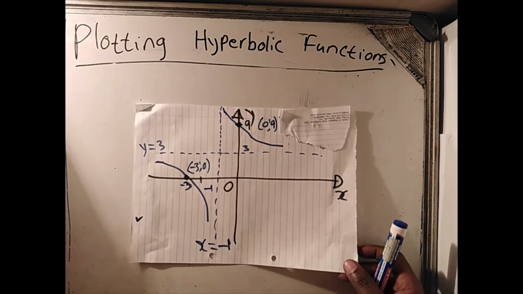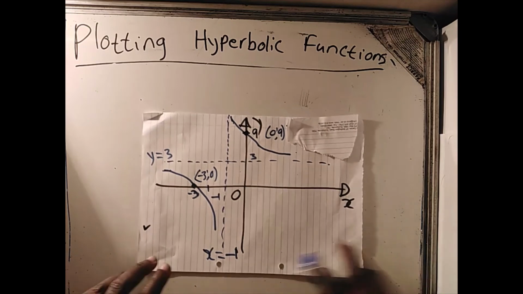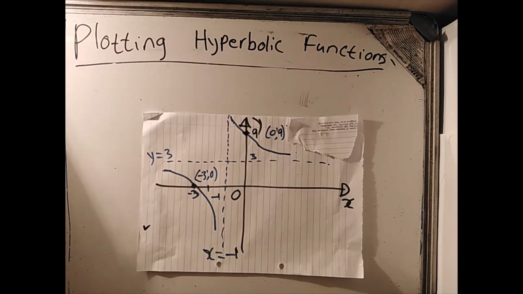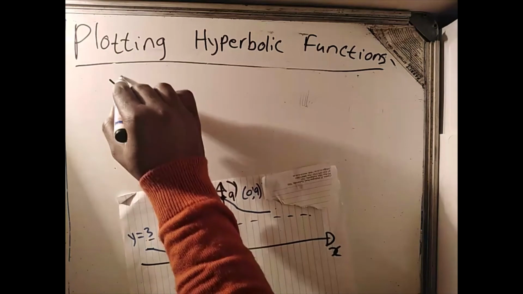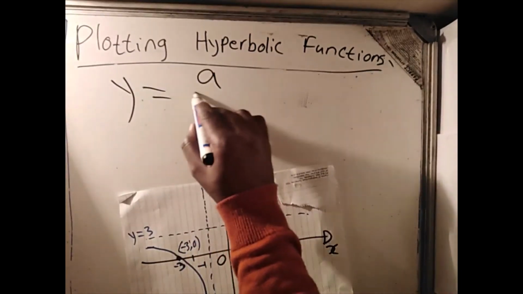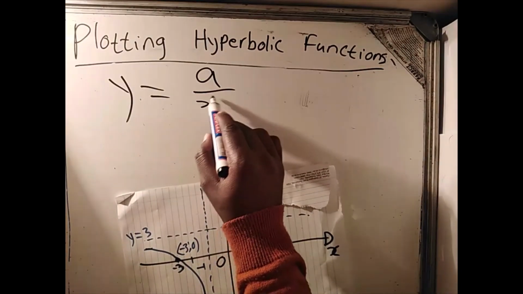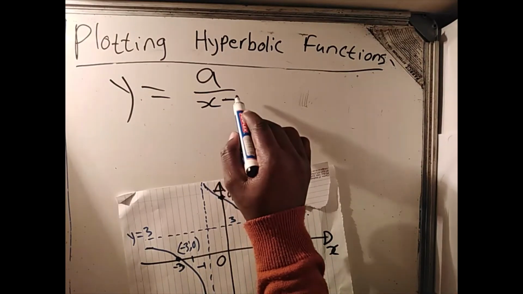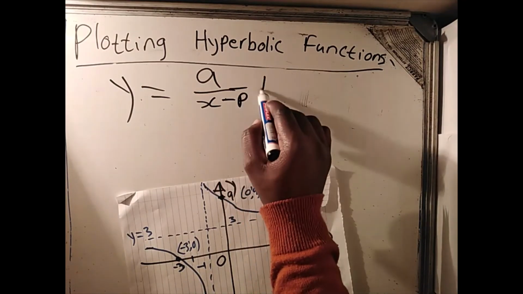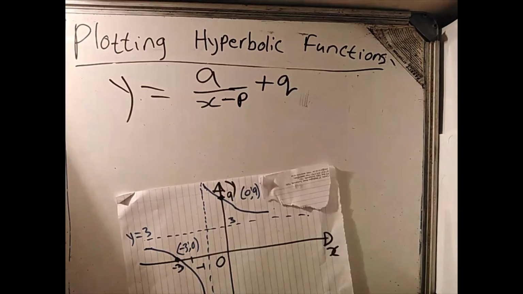Guys, this is very easy. What you simply do is you realize that this is a hyperbolic function. If it is a hyperbolic function, whatever function we're going to get is going to be in the form of y is equal to a over x plus p, plus q. It will be something like this.